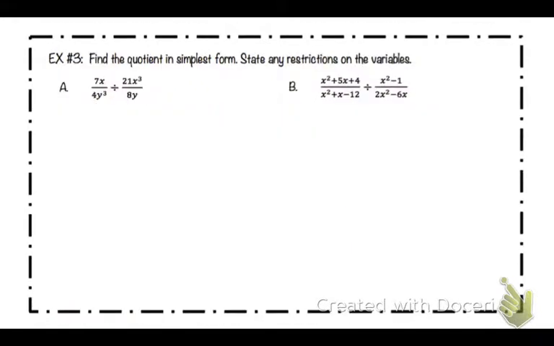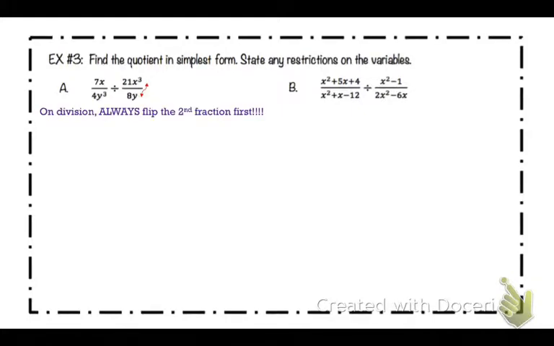So remember, on division, the first thing you always have to do is flip that second fraction with that very sad little arrow right there. So that's 7x over 4y cubed times 8y over 21x cubed. So I just flipped that second fraction. Now I'm going to state my restrictions. X cannot equal 0, y cannot equal 0.